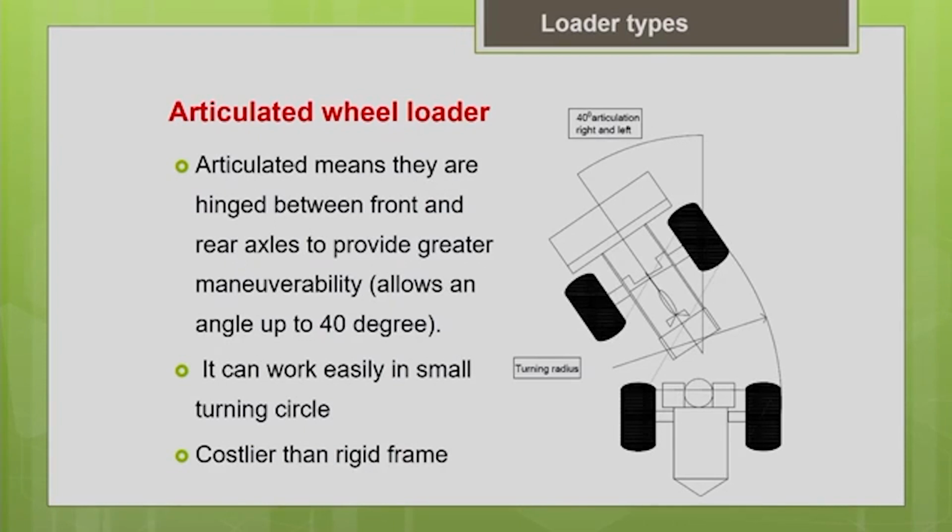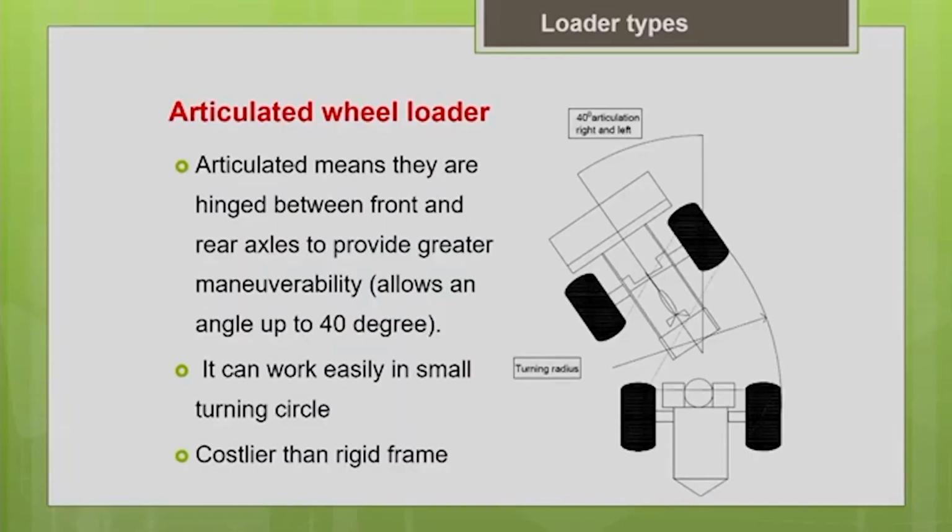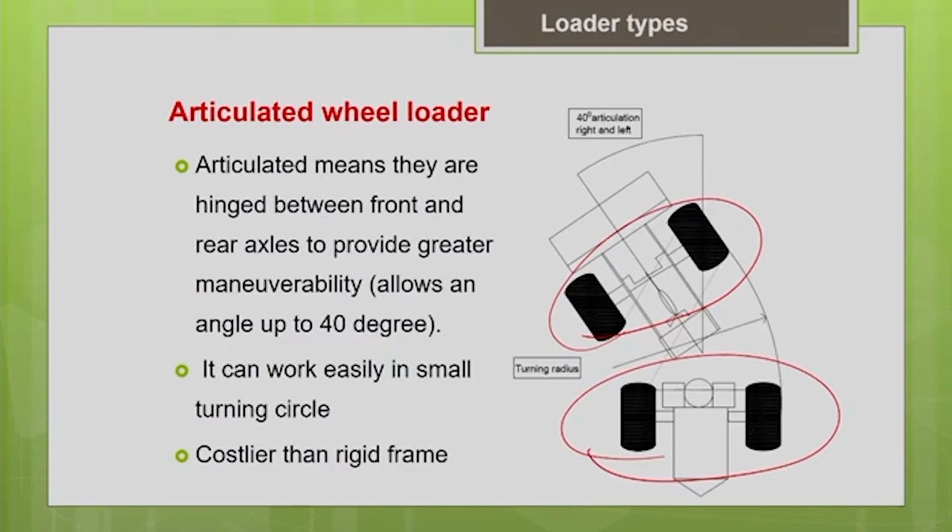Okay, then based upon the type of frame, you can either go for a rigid frame or you can go for an articulated frame. Okay, so what is this articulated frame? Basically, there is a pivot joint between the front axle and the rear axle. The machine is hinged between the front and the rear axle. So this joint will facilitate better turning or maneuvering. So you will have a better turning ability for this machine. So even in a very confined area, it is possible to work with this machine.